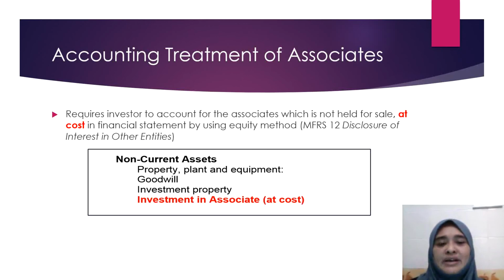FAR610, which relates to disclosure of interest in other entities, which includes associate, requires the investor to account for the associate which is not held for sale at cost in the financial statements by using the equity method. We're going to discuss what the equity method is after this. So we stop here for a while and we continue with accounting treatment of joint arrangement. Alright, thank you.